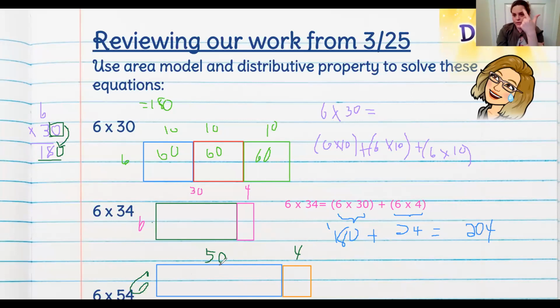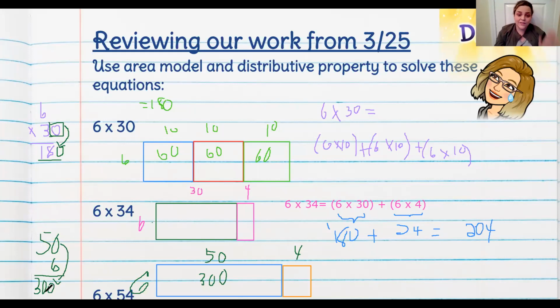So 50, 100, 150, 200, 250, 300. So 6 times 50 is 300. And let me show you another strategy for that, right? So watch. Ooh, guys, this is kind of hard to do on here. Hold on a second. Let's try it again. I just multiplied 50 times 6. But remember, 5 times 6 is 30, and then 50 is a multiple of 10. So I'm just bringing that 0 down. So it gives me 300.